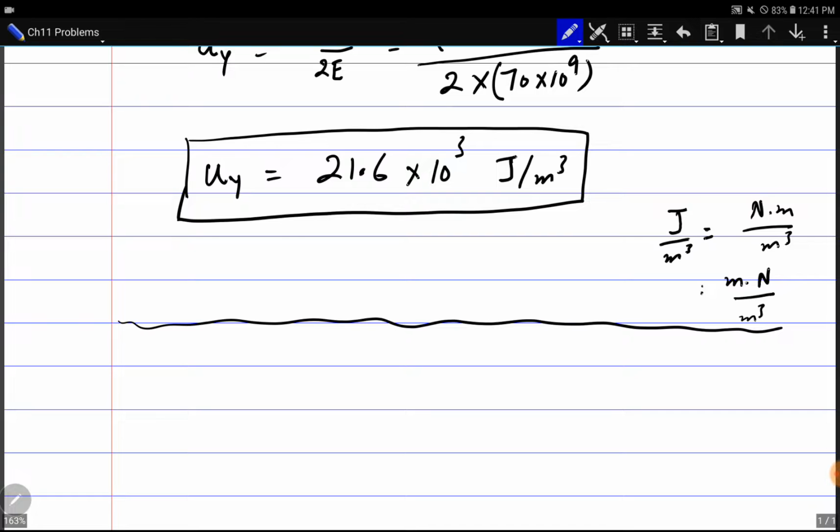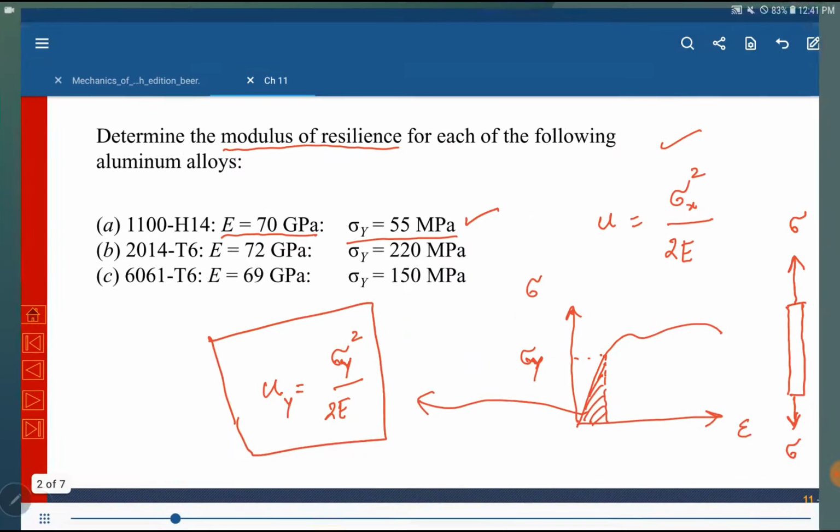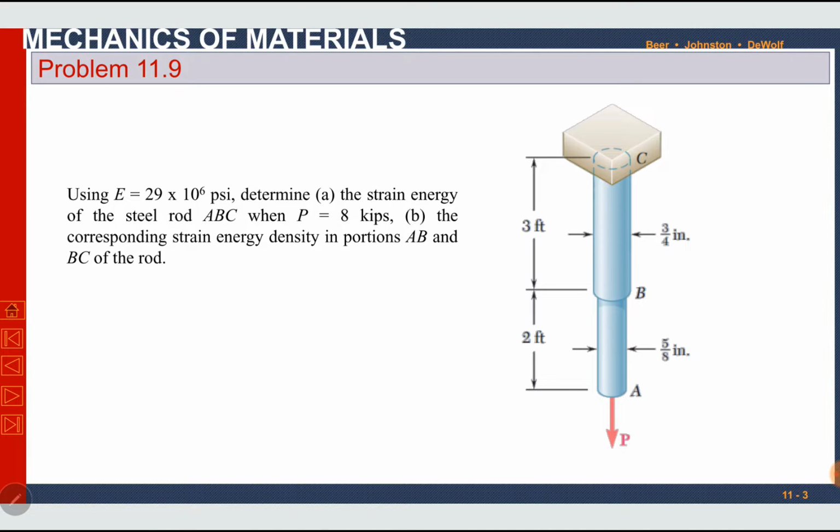The next problem which I have chosen for this lecture is problem number 11.9. It is a bar ABC. AB has a different diameter and BC has a different diameter. They are under axial load P. Length of both the bars is given. Using E equal to 29 into 10 power 6 psi, determine the strain energy of steel rod ABC when P is equal to 8 kilopounds.